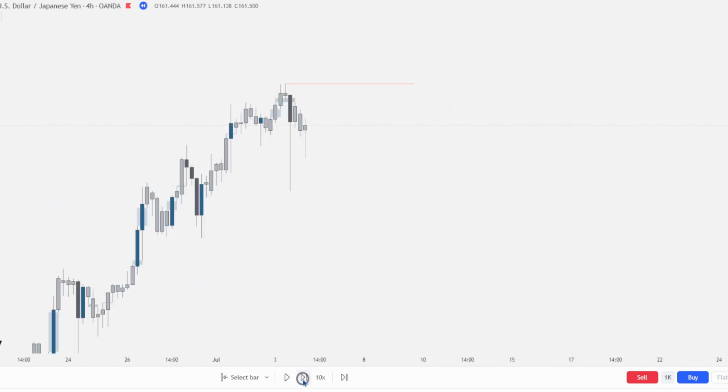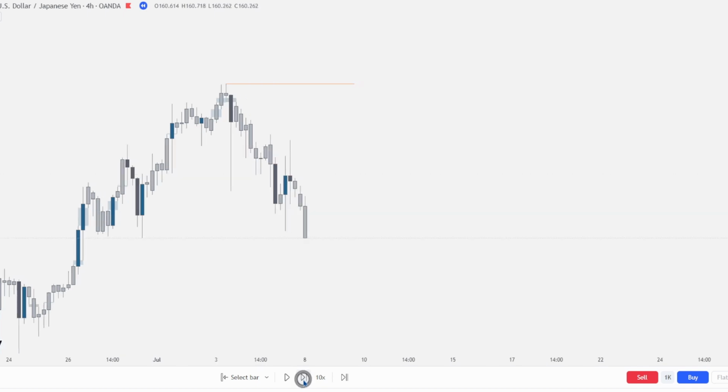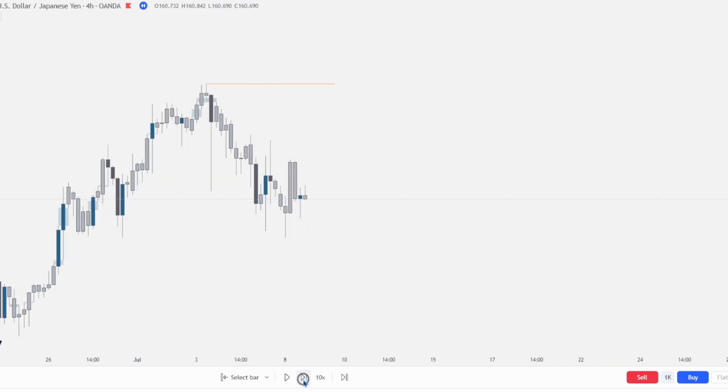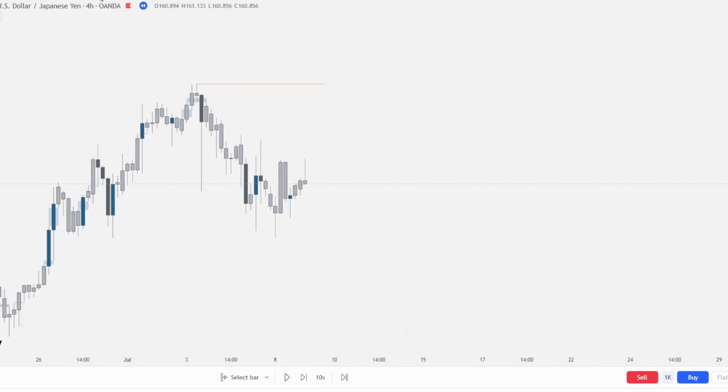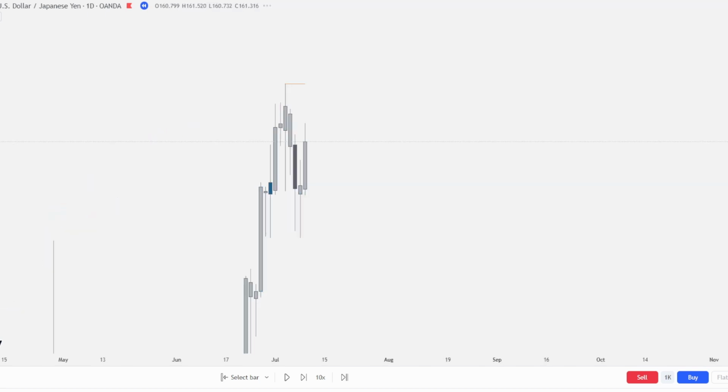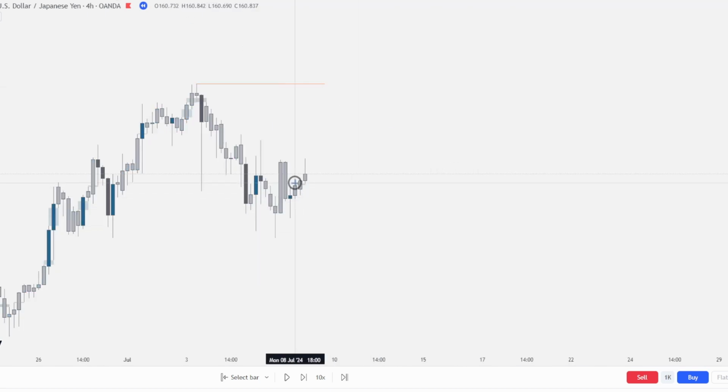Awesome. Wait for a money in scenario. Okay, no money in scenario. Still no money in scenario. Let's have a look on the daily. Yep, we're still cool on the daily time frame. Okay, we have a money in scenario. So we'd be looking for price action to run from here up into these highs, which is where the previous confirmation was.